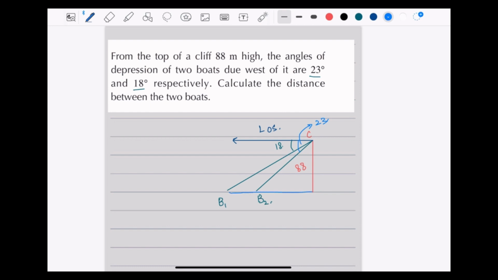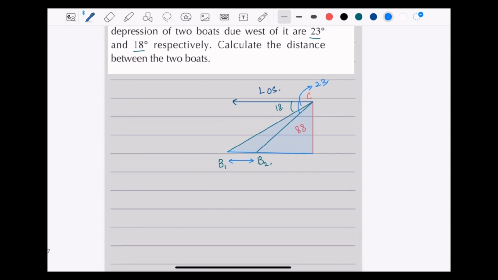So now calculate the distance between the two boats. So technically you have to just find out this thing. Now if I construct two triangles separately and try to visualize that, this is 88 for boat 2 and this here is the line of sight, and this angle was 23.